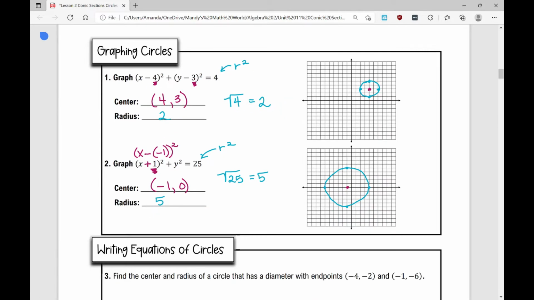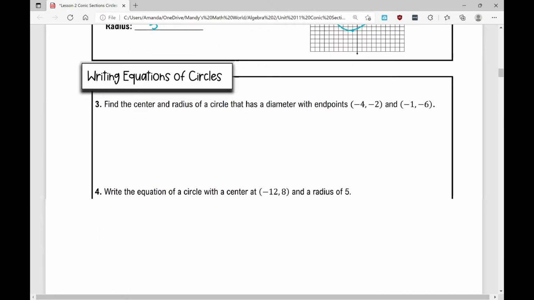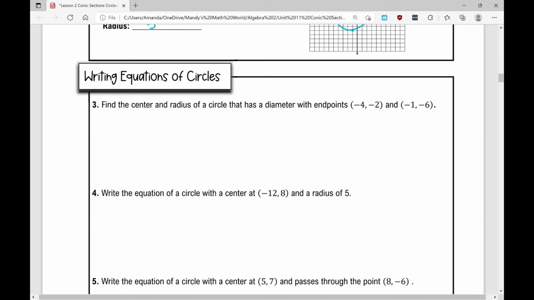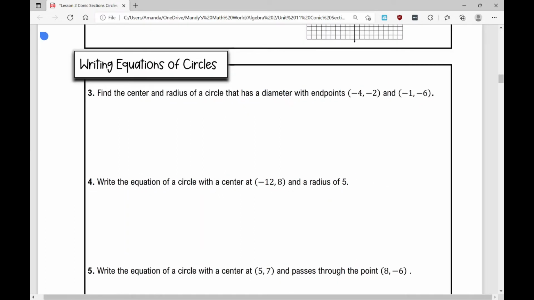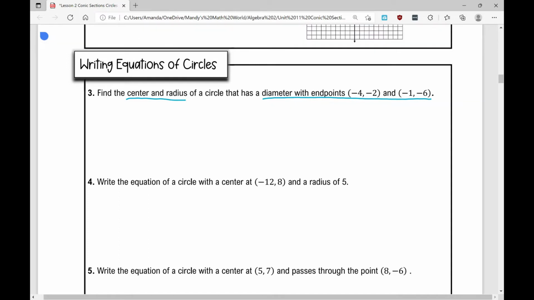Let's move on to writing equations of circles. So what do I need to write an equation of a circle? I need my center point, h, k, and I need the length of the radius. So this says find the center and radius of a circle. Okay, so I'm not writing an equation here. I'm just finding the center and the radius of a circle that has a diameter with endpoints -4, -2, and -1, -6. So I need to find the center and I need to find the radius.